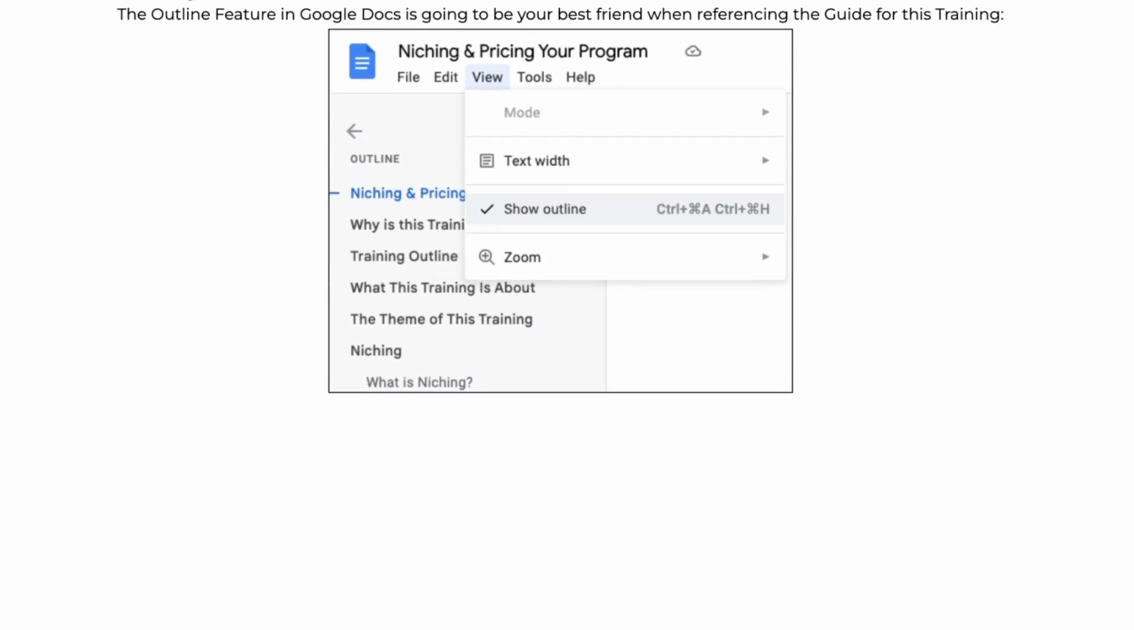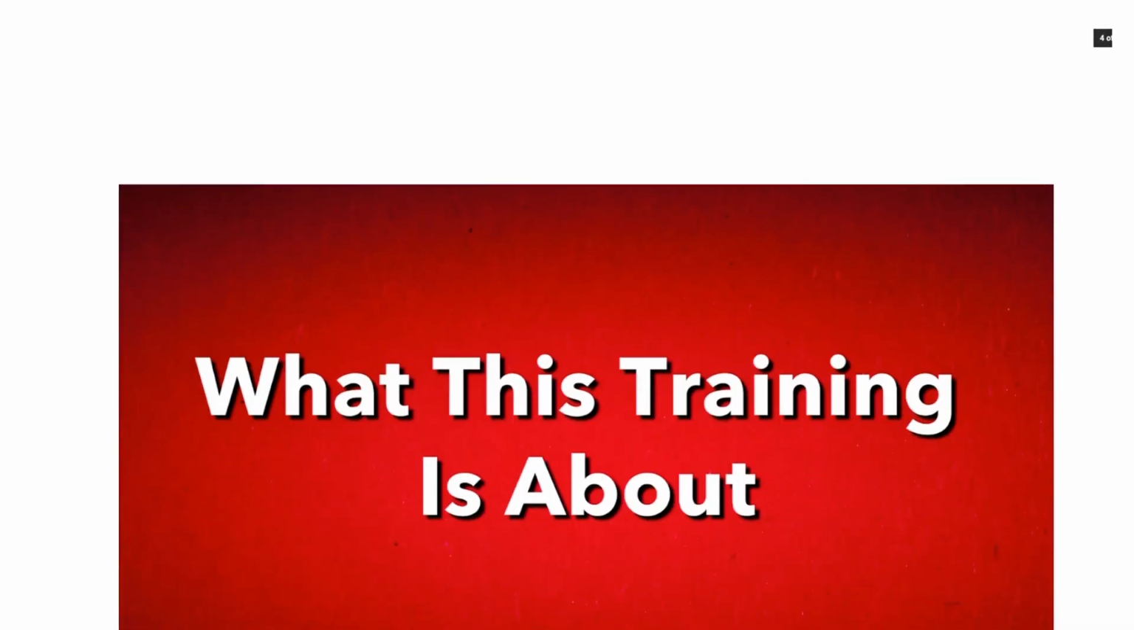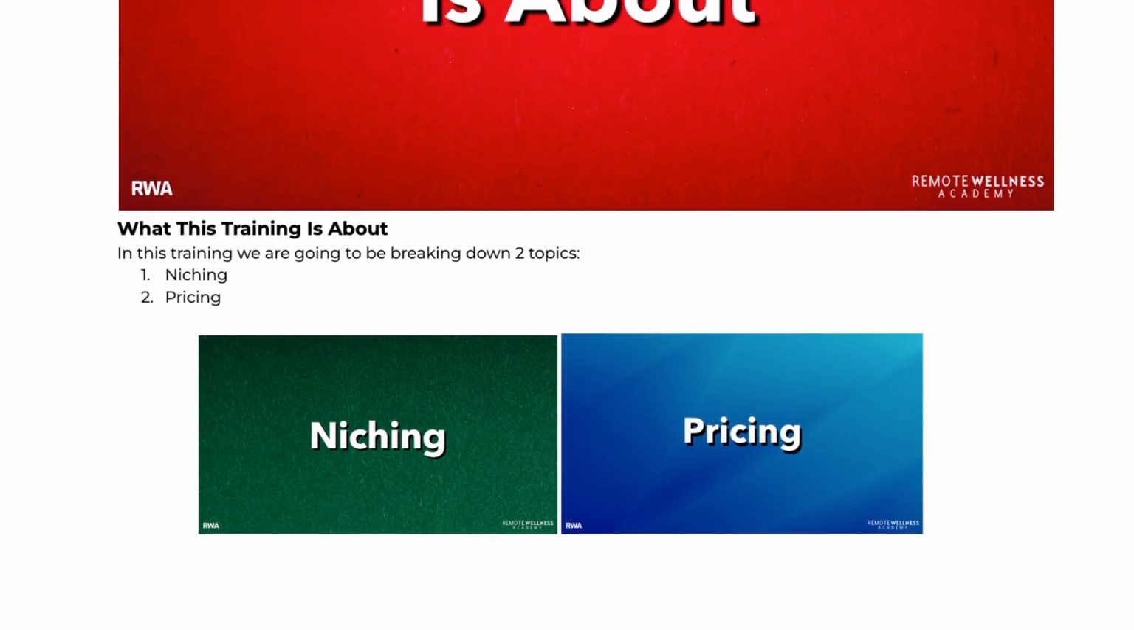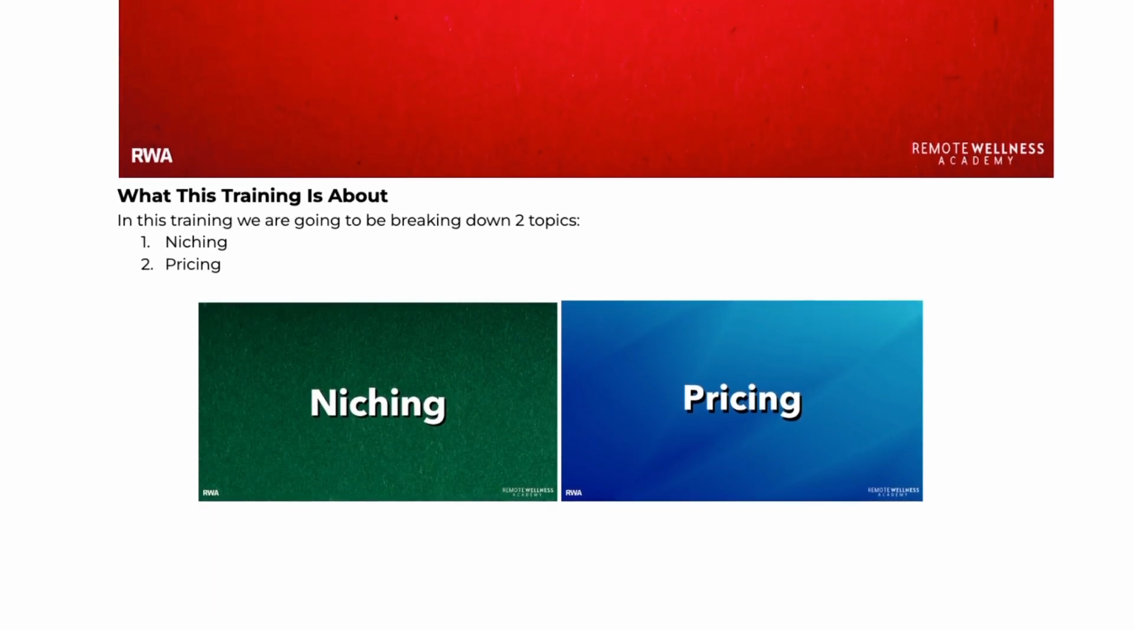And with that being said, let's go ahead and hop into the actual training and talk about what this training is all about. Inside of this training, we are going to be breaking down two foundational topics when it comes to your transformation program, as well as your remote wellness practice as a whole. Those two topics are number one, niching, and number two, pricing. So we're going to be talking about niching down your program, as well as how to price your version 1.0 of your program for your remote wellness practice.